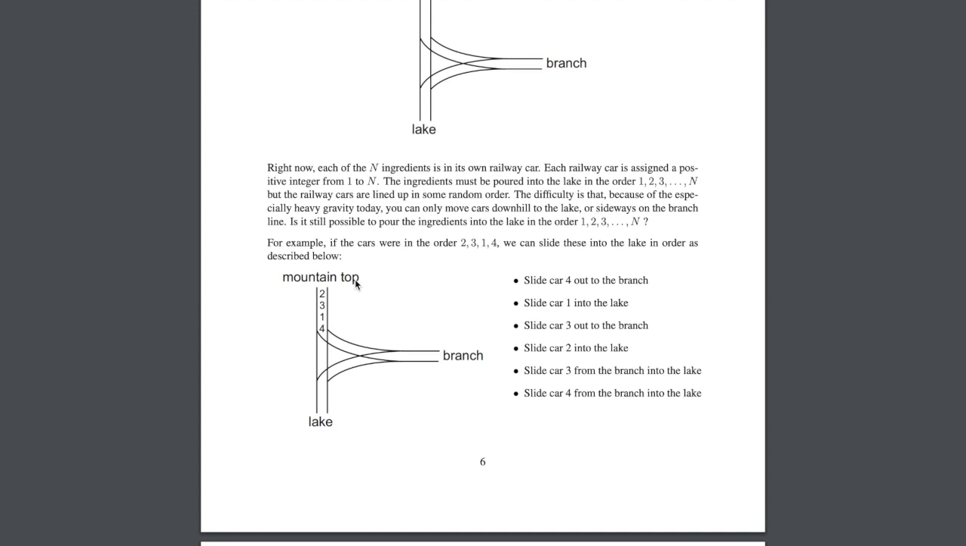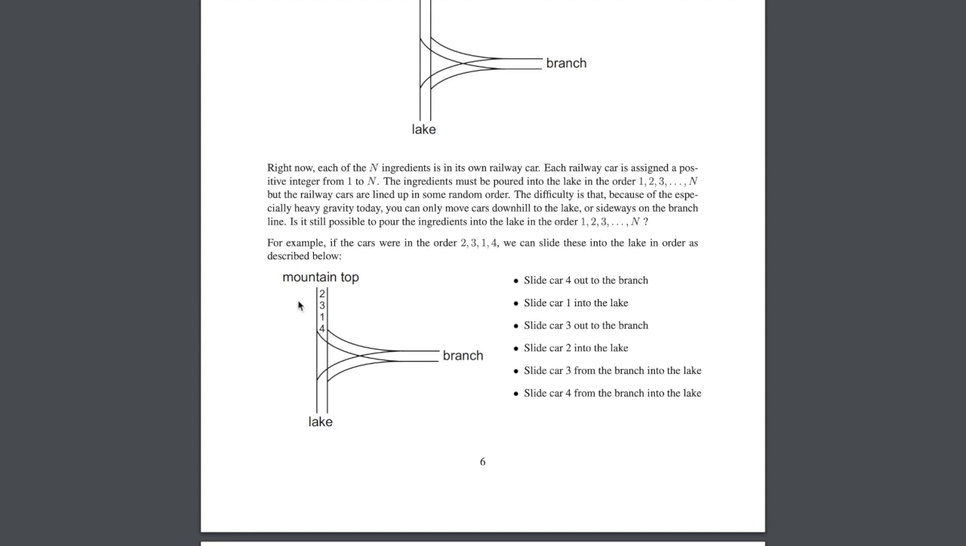So first we would get 1, 2, 3, 4. In this example here, we would get them 1, 2, 3, 4. However, we can't move them around in the list. So we can't just take 1 from here and move it into the lake because 4 is blocking its way. However, we have this side branch where we can store cars temporarily, and then get access to the next cars. And then we can move them from either the branch or the mountaintop into the lake.